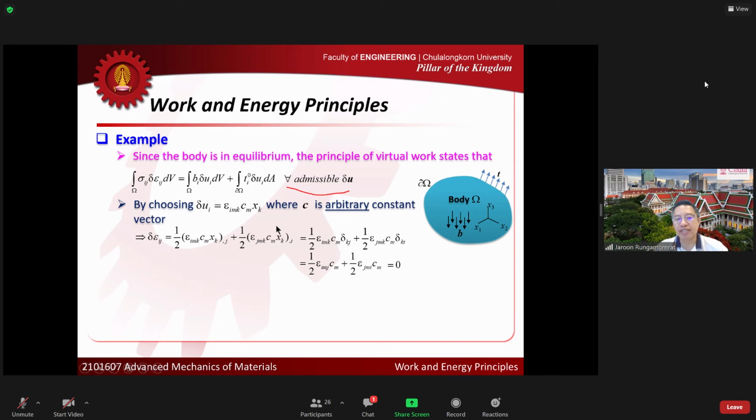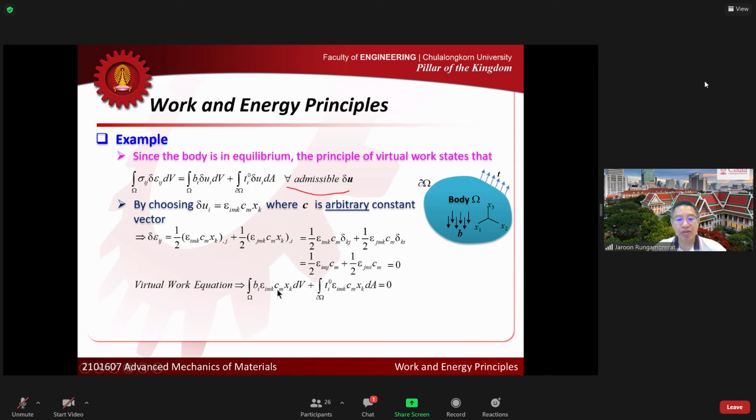It's not surprising that you get 0 because this one is the rigid rotation. If you remember, I think Ajahn Tirapong talked about this. The displacement of this particular form is simply the rigid rotation. So this will produce 0 strain. So delta ui of this particular form produces delta epsilon ij equal to 0. So now I can plug this thing into this equation. So the term on the left-hand side disappears. So we get the two terms here. The sum of the two terms here is 0.